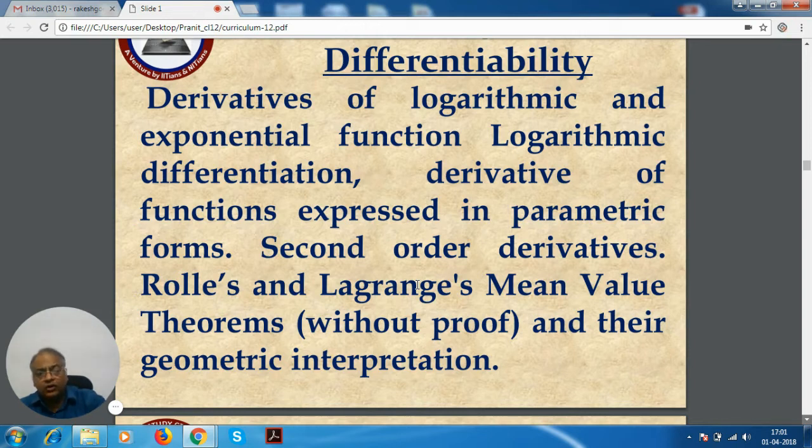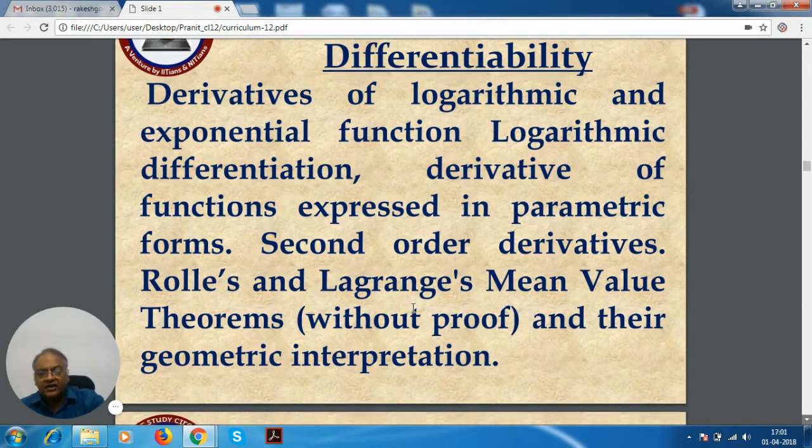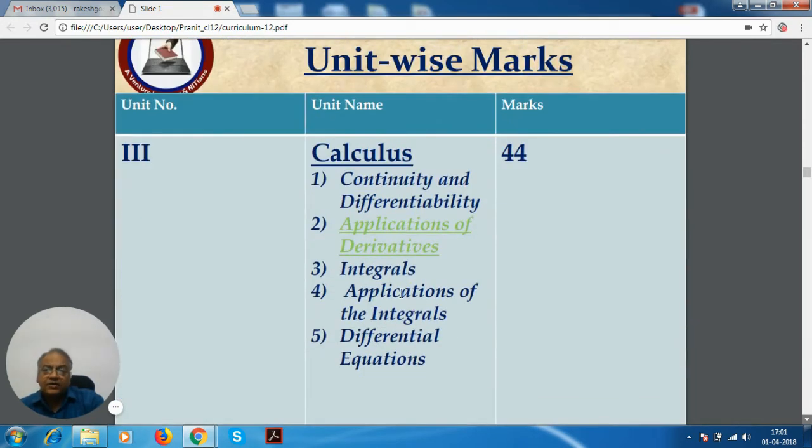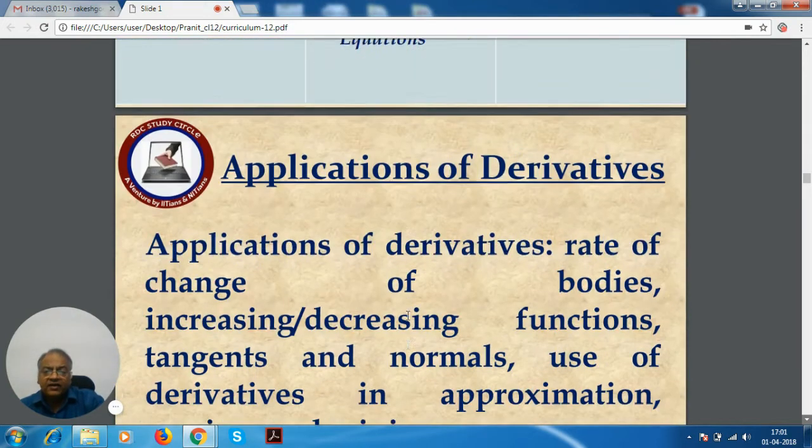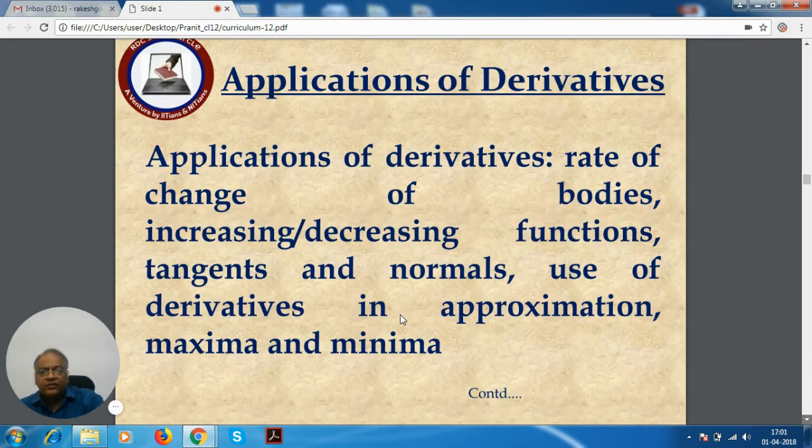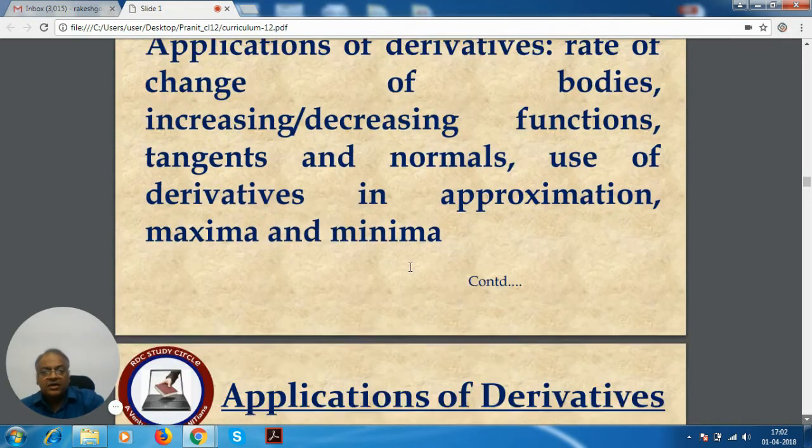Then there are two theorems, Rolle's and Lagrange's mean value theorem, with geometric interpretation also. Second chapter of this third unit is the application part, that is applications of derivatives. There are various applications. Some of these applications are there in your syllabus: rate of change of bodies, increasing, decreasing functions, tangents and normals, to find tangent and normal using derivatives. Use of derivatives in approximation, maxima and minima.